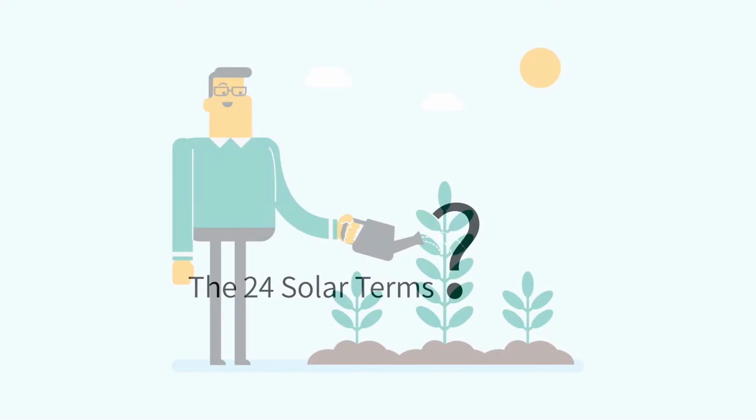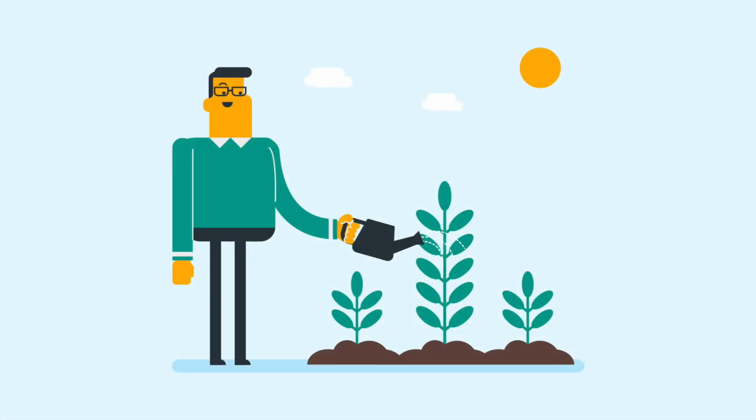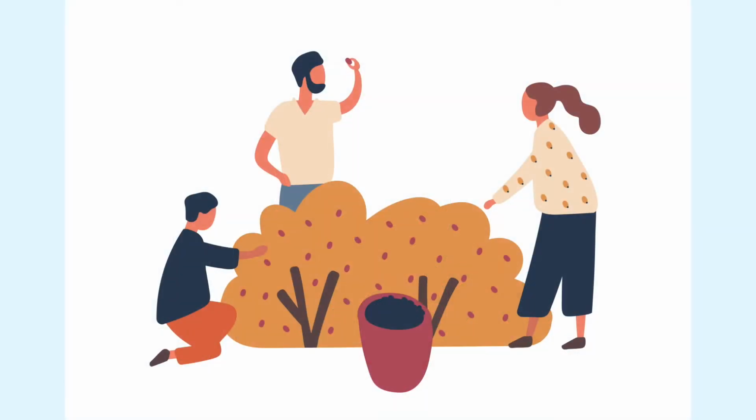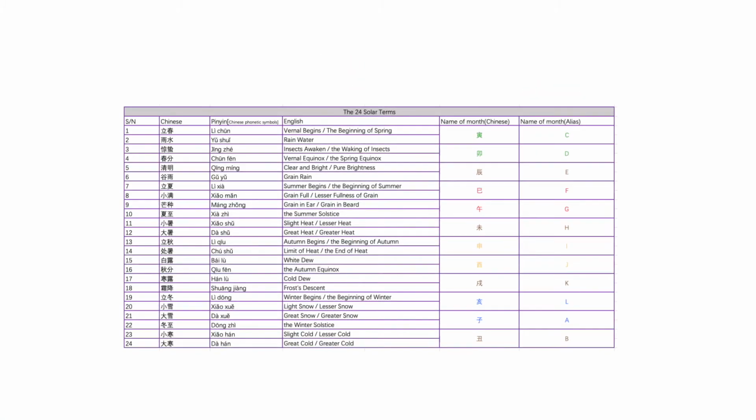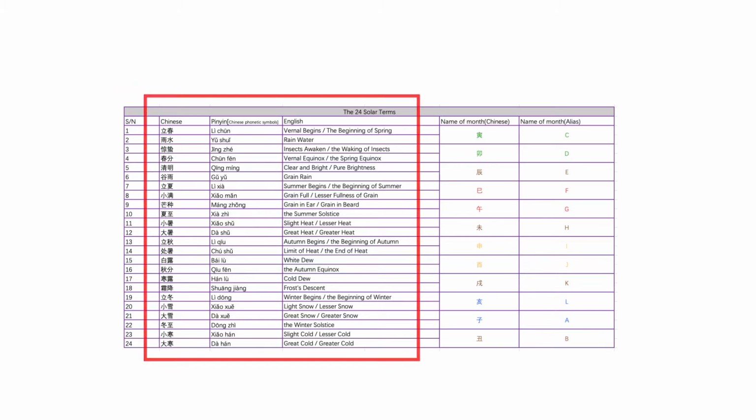What is the 24 solar terms? In ancient China, most people lived on farming. In order to know when crops should be planted and when they should be harvested, people divided a year into 24 time periods. These 24 time periods are the 24 solar terms. This list details the name of each of the 24 solar terms.